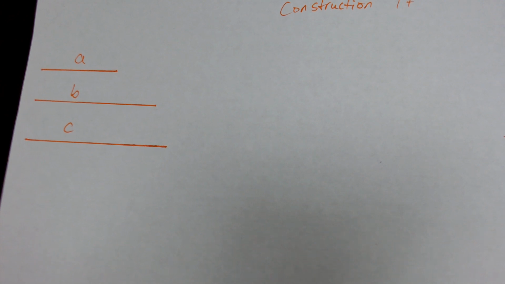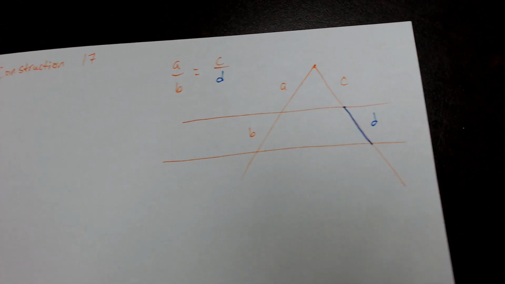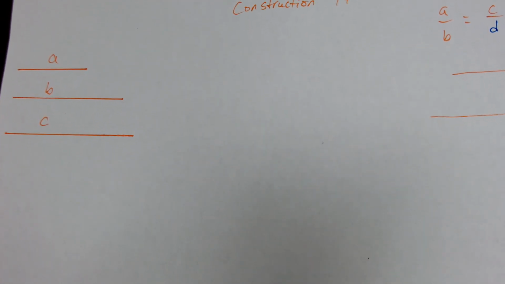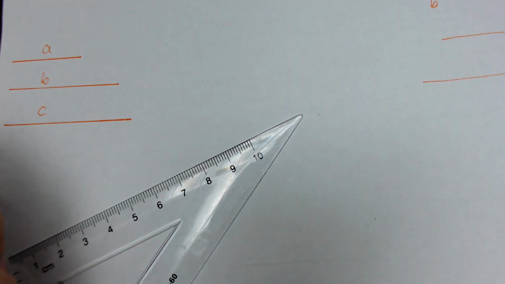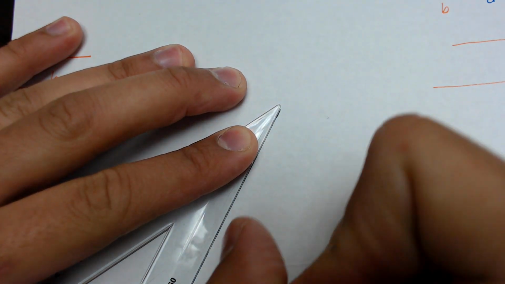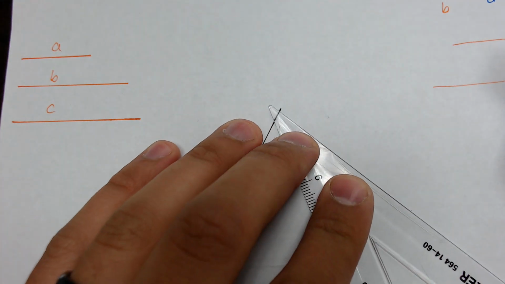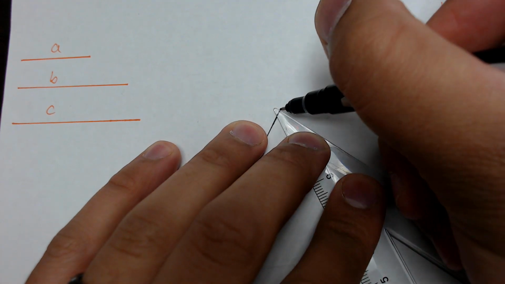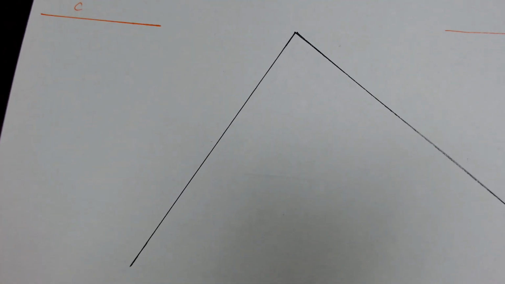So, first thing we're going to do is we're going to construct two transversals. We just have to make sure that they're long enough to fit these three lines on them, and it can be at any angle I want. So first thing I'm going to do is draw two transversals, or you can think of it like drawing two legs, right? There's one, and we'll make this a pretty wide angle. There's two. So I've drawn those two legs.